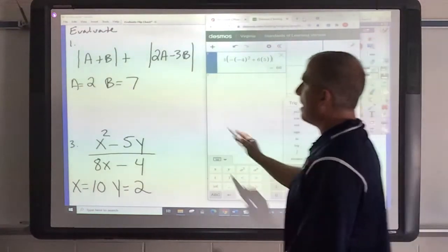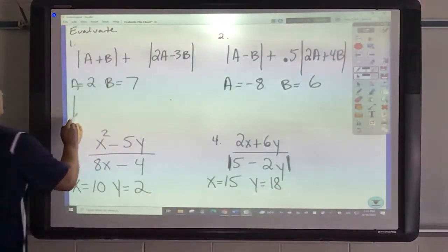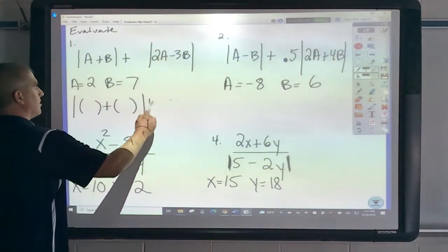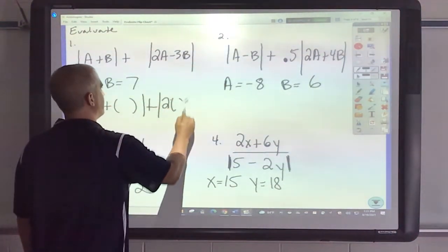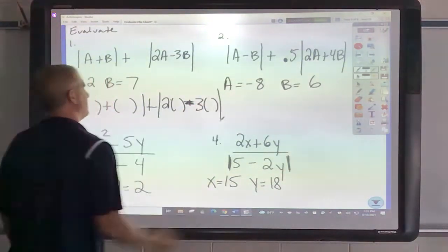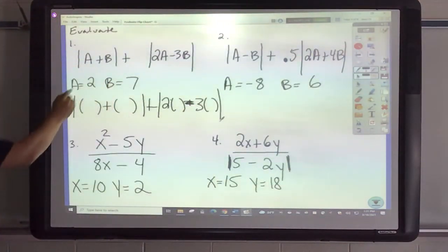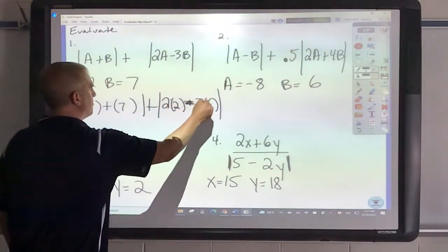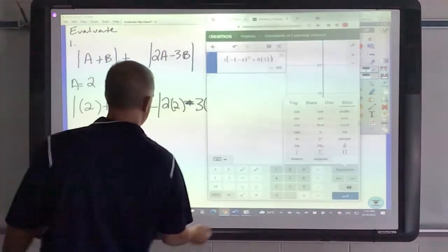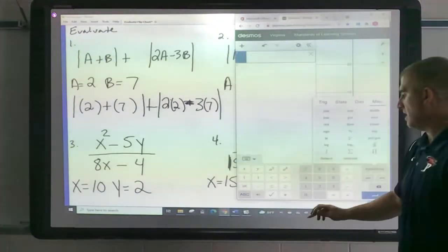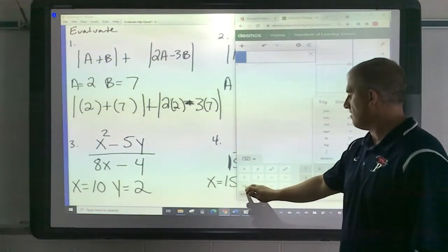So the same concept: I'm going to do absolute value, parentheses, plus 2, parentheses, minus 3, parentheses, absolute value. So just got to watch where the letters are. This is A, so 2. This is B, 7. A is 2, B is 7. So once again, if you have to write it out, do that. Now, here's where absolute value is. If you see these little bars right here, that's absolute value.